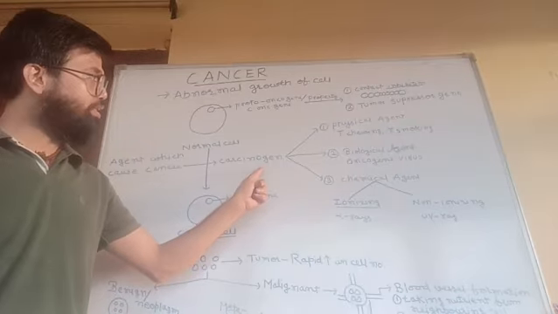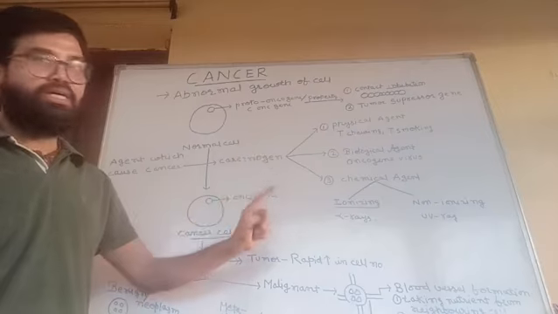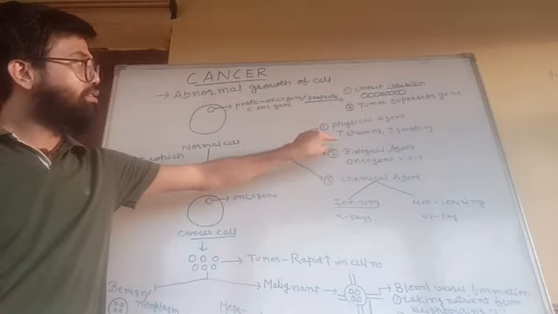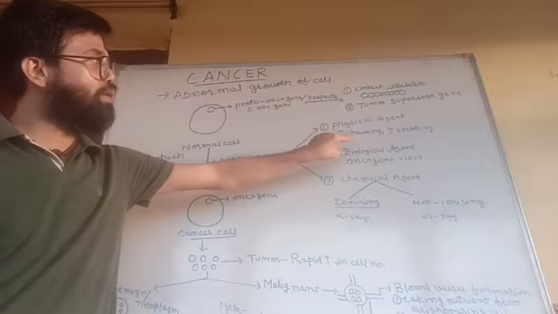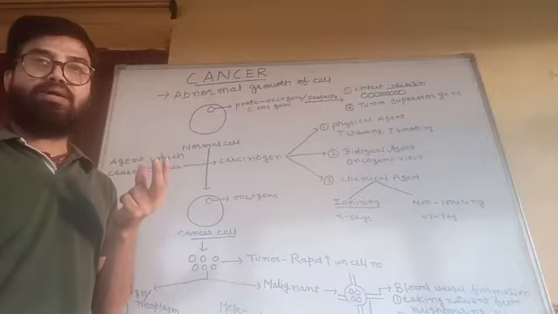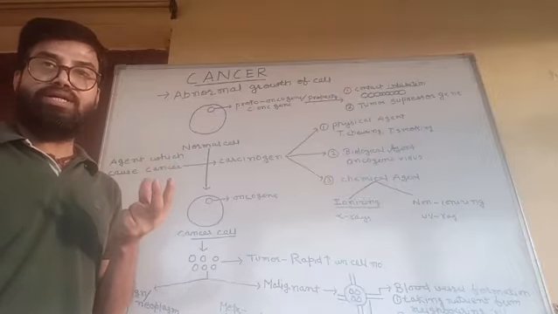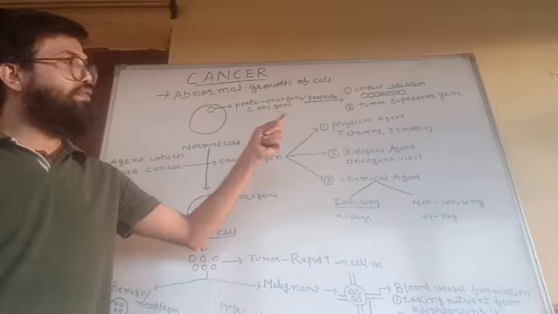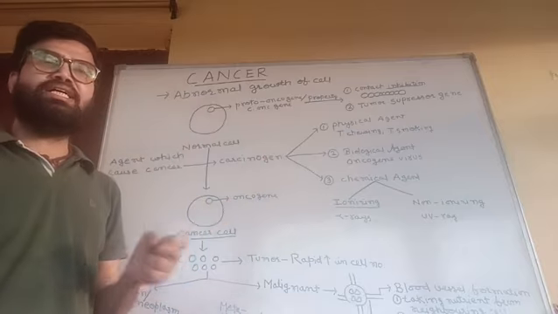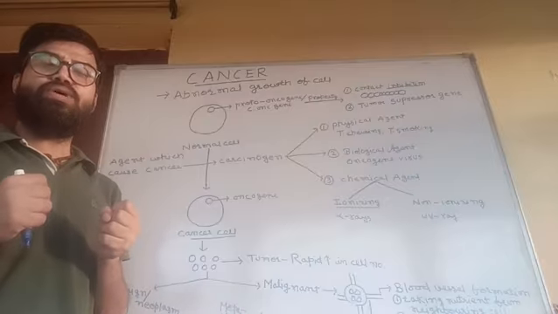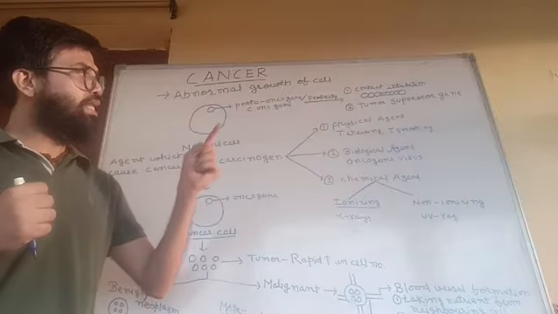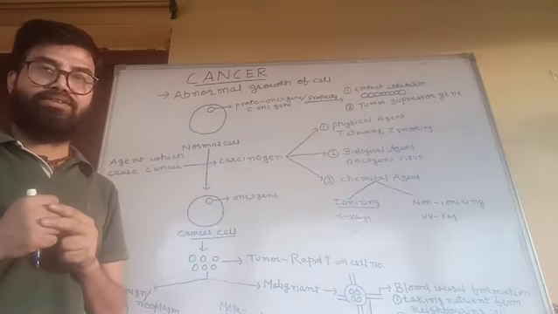Now my dear students, carcinogens are of three types. The first one is the physical type. Clear? That is tobacco chewing and tobacco smoking. If you smoke tobacco or chew tobacco, it comes under the category of physical agent. Second one is the biological agent. There are some viruses which change the normal cell into a cancerous cell. That virus is known as an oncogenic virus.